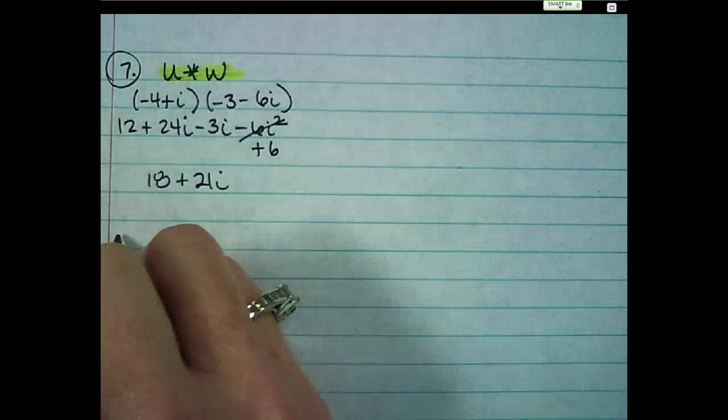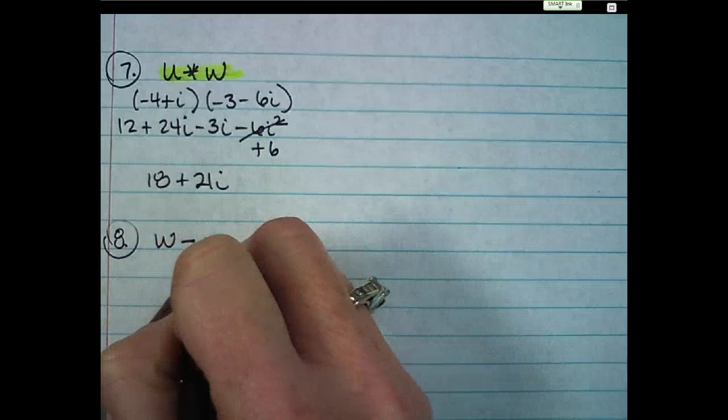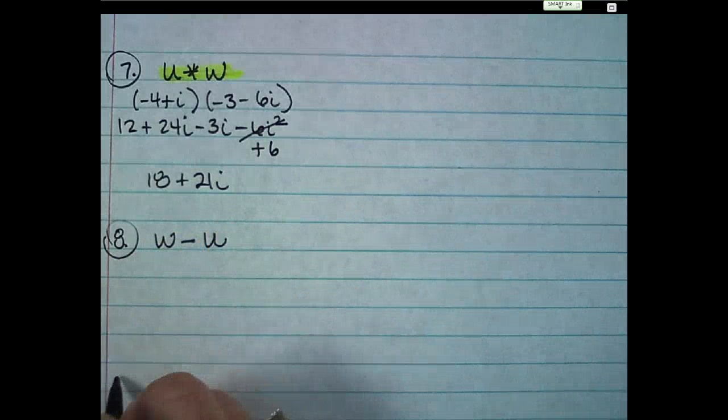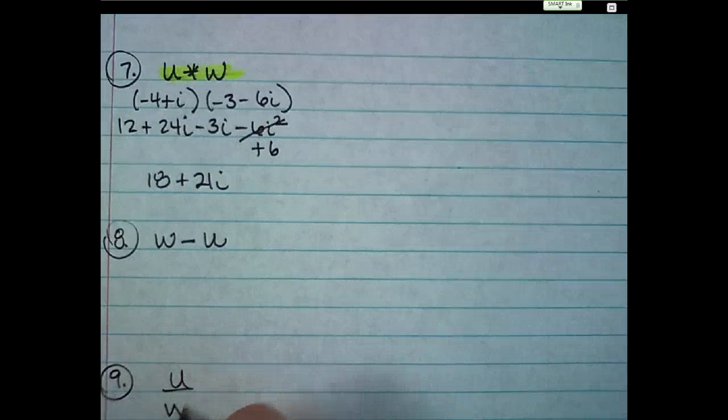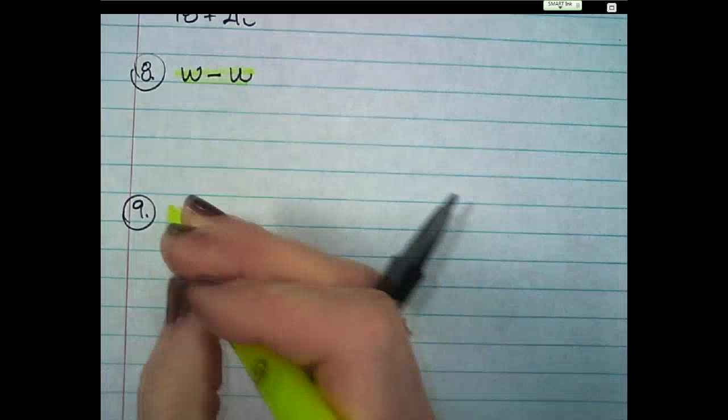Okay, I'm going to give you two problems. I want you to do W minus U. And I want you to do U divided by W. I'll give you a few minutes to try both of those on your own. W minus U and U divided by W, and let's see if you have the hang of it. I think for the most part, y'all are pretty good. Let's give it a try.